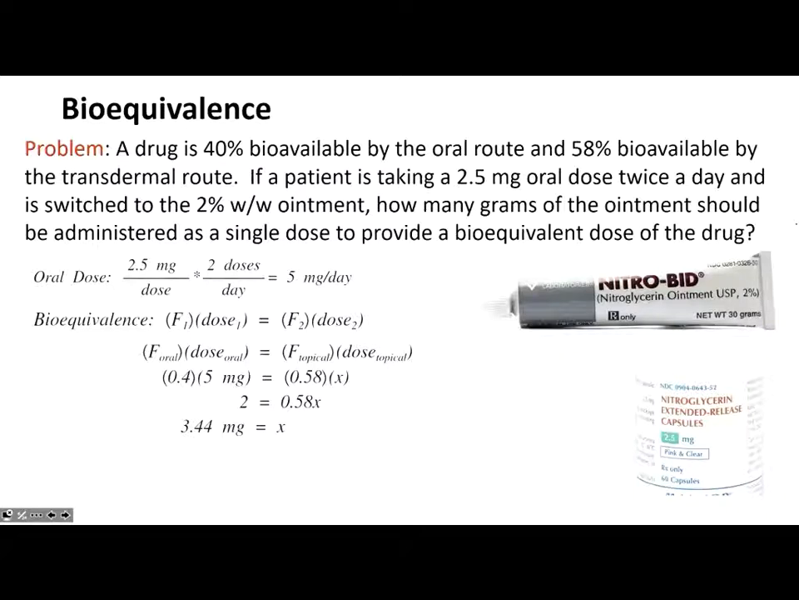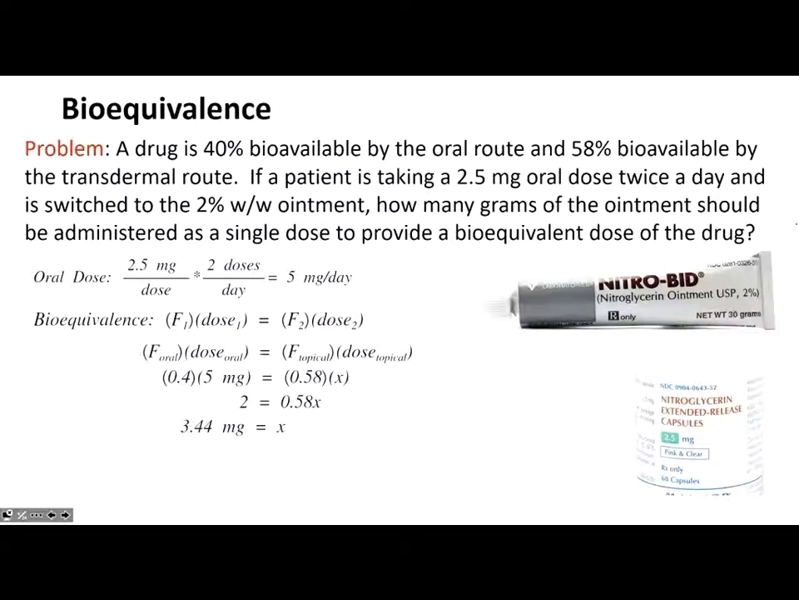Sorry for hitting my mic. So 0.4 times 5 is 2, and 2 divided by 0.58, and we found out that the amount that we need of nitroglycerin purely from the transdermal route is 3.44. So I need 3.44 milligrams from my transdermal ointment.